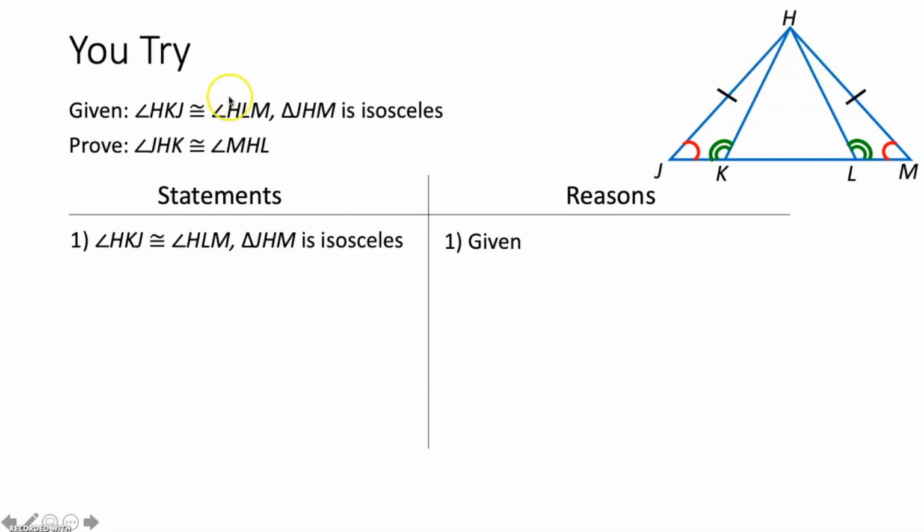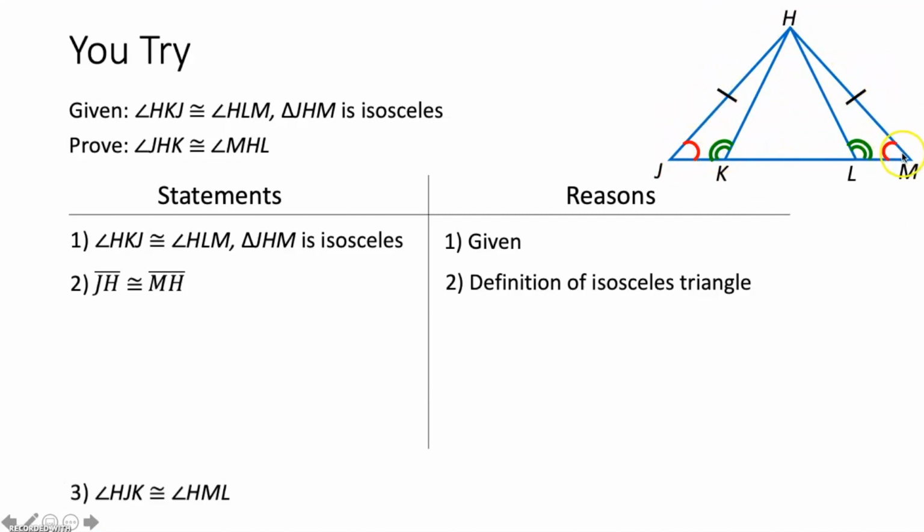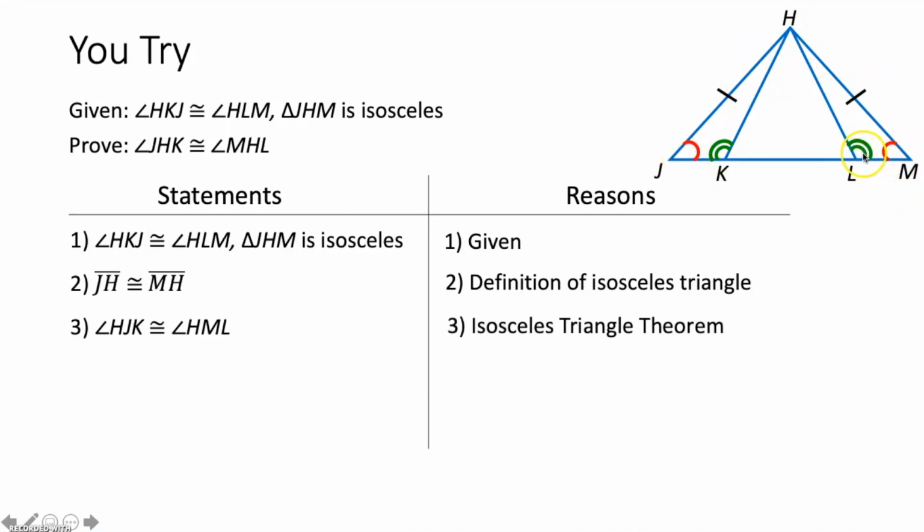So again, we have shown already that these two angles are congruent. We need to next show that this side is congruent to this side. So we say that segment JH is congruent to segment MH by the definition of isosceles triangle. Because it's an isosceles triangle, it must have at least two congruent sides. We then say, because it's an isosceles triangle, that the two base angles must be congruent. Angle HJK and angle HML, or angle J and angle M, if you want to refer to it that way. Those are congruent by the isosceles triangle theorem, which we stated earlier.